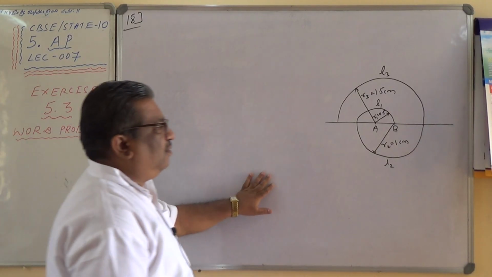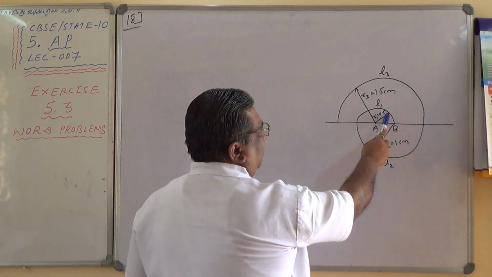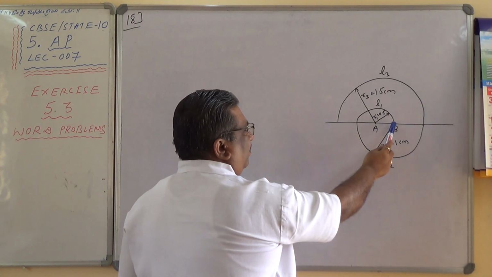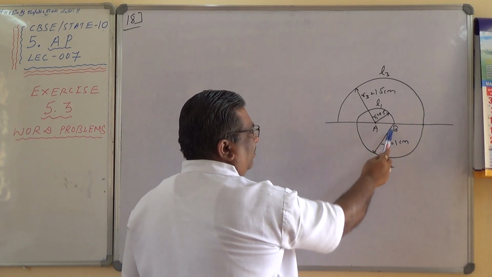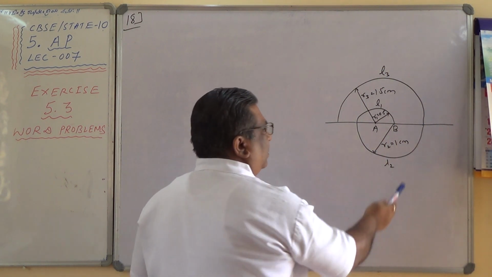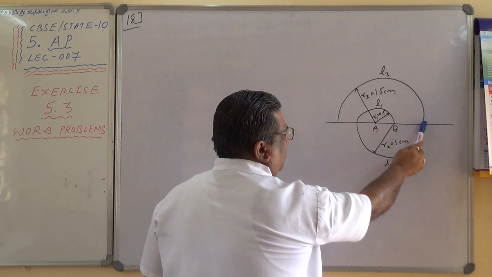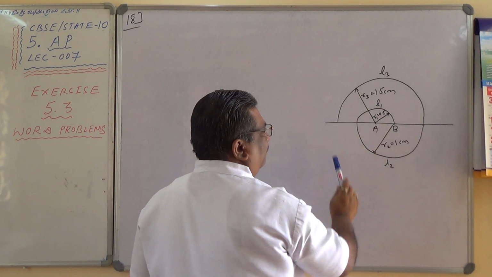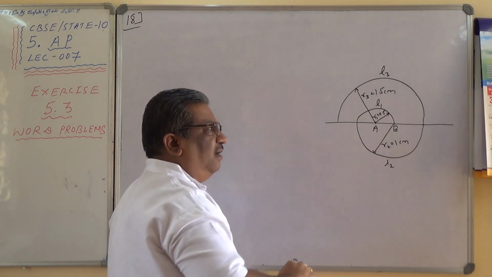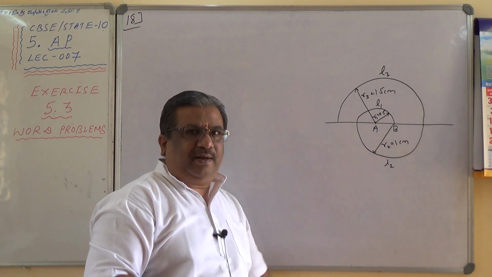So let us try to draw the diagram of the spiral. Center A with radius 0.5 centimeter, draw one semicircle. With center B and radius 1 centimeter, draw another semicircle like this. Shift the center to A. From here to here the radius is 1.5 centimeter, draw another semicircle. Let L1, L2, L3 up to L13 be the semicircles which constitute the complete spiral.